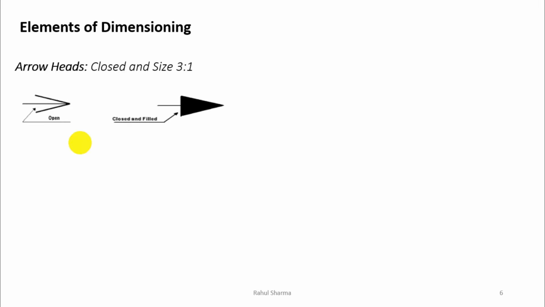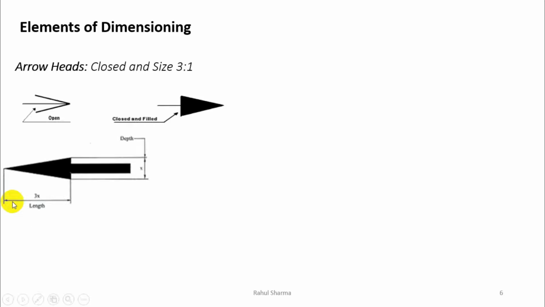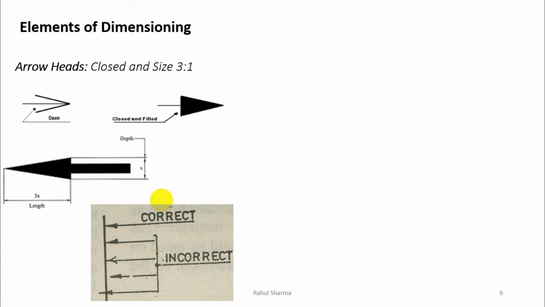Now this type of closed and filled arrowhead is to be used in dimensioning, and it must have a ratio of 3:1. That means it should have 3 units of length and 1 unit of width. Half of the width will be above the dimension line, half of the width will be below the dimension line. So it is very important to make a very thin arrowhead, more in length and less in width. Now these are a few examples of correct and incorrect arrowhead. In the first, this is the correct way of doing dimensioning. In the second, what is the mistake here?